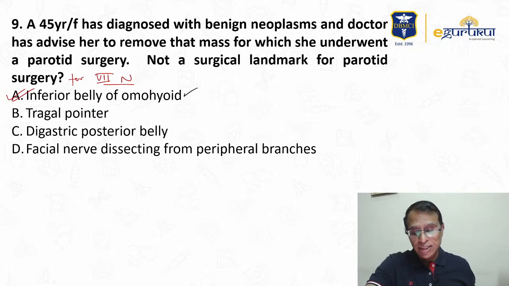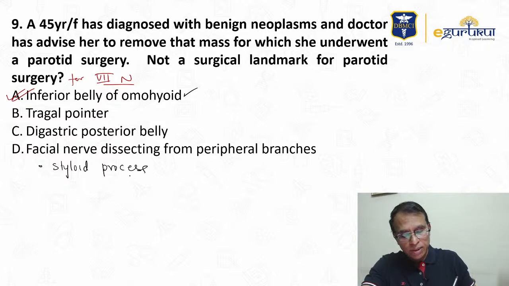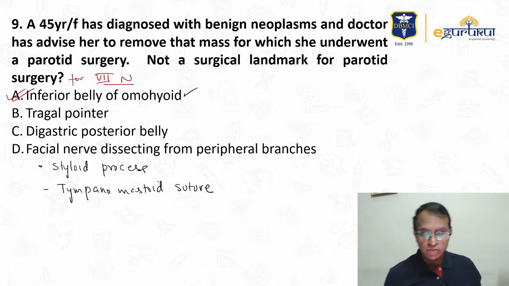So the tragal pointer is a landmark. The posterior belly of the digastric is a landmark. The facial nerve from the peripheral branches is a landmark. Then a few other landmarks, like you also have the styloid process, then the tympanomastoid suture. These are the other landmarks for the facial nerve during parotidectomy surgery.